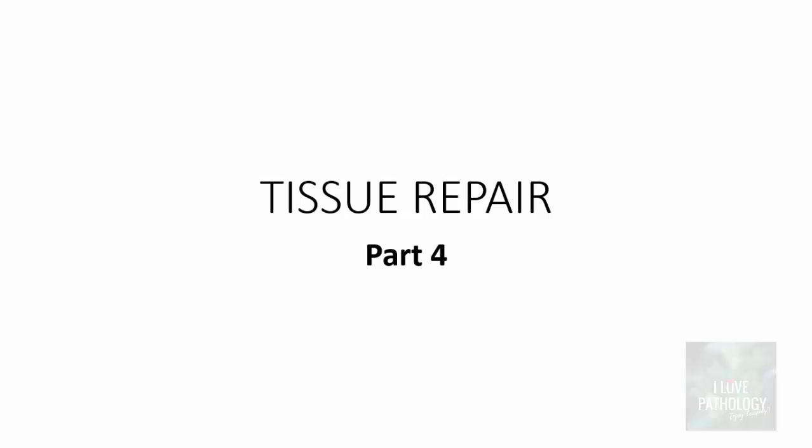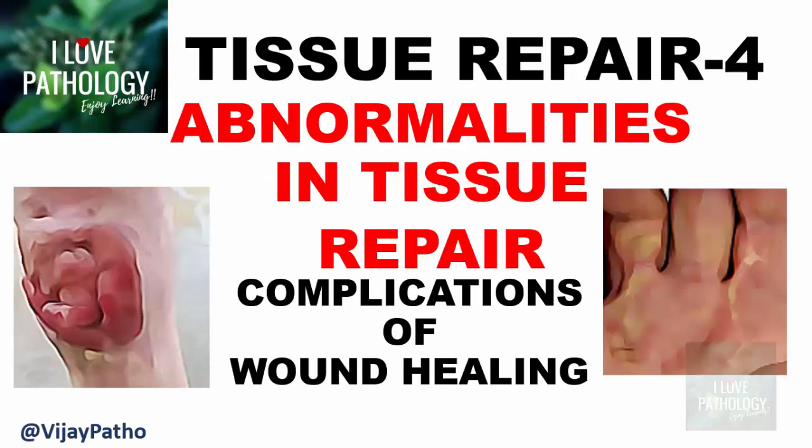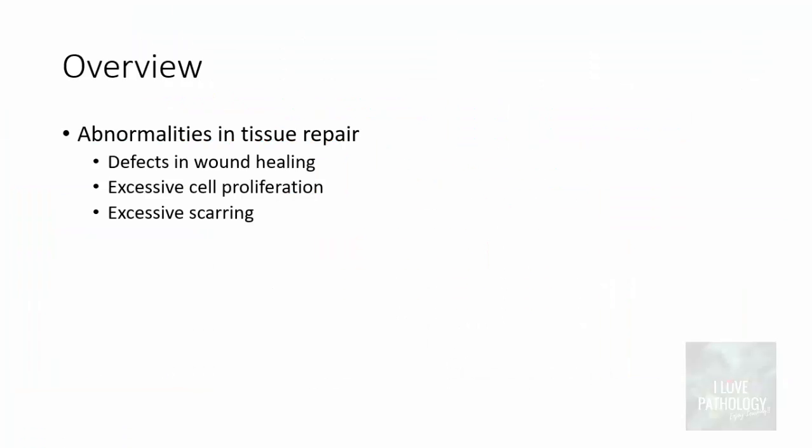Okay, in the earlier parts we had discussed the general aspects of tissue repair. We had discussed in detail how regeneration takes place. We have discussed in detail the process of angiogenesis and also the steps in wound healing. In this part we will be discussing the abnormalities in tissue repair, or complications of wound healing. Okay, we will talk about the various complications or abnormalities involved in tissue repair.